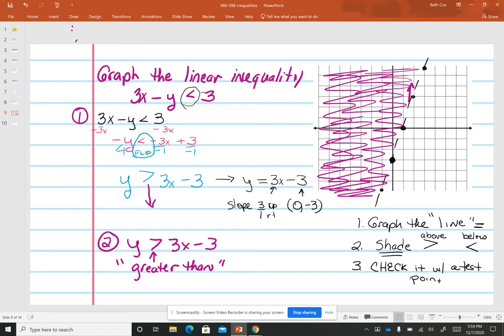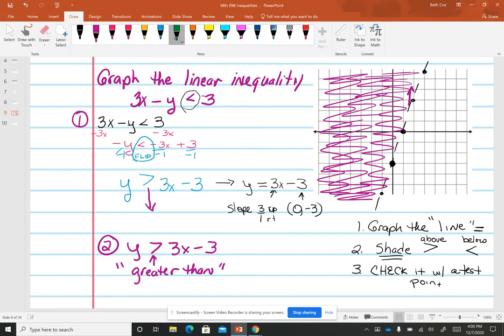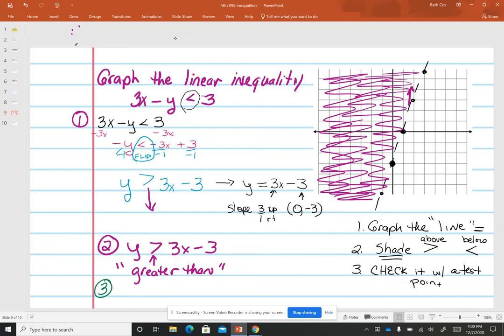So now step 3 is to check my answer. Check it by testing a point. Find a point that you colored. It doesn't matter what point it is, but find a point that you shaded. Okay, so I shaded this point right here. That's the point -1, 1. I can plug in any point that I shaded and see if it works.